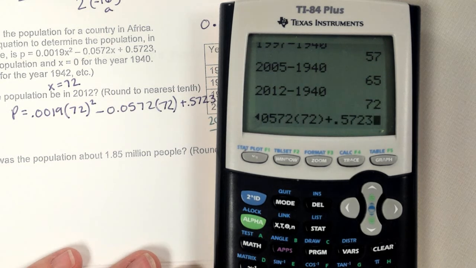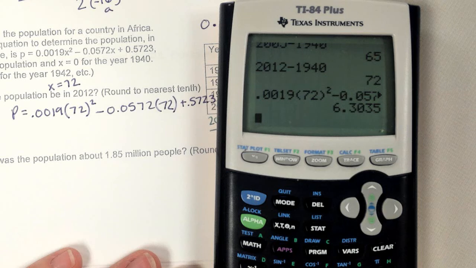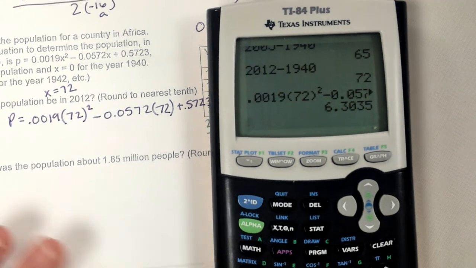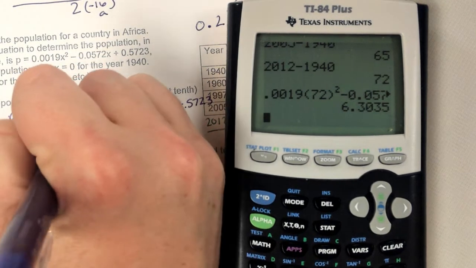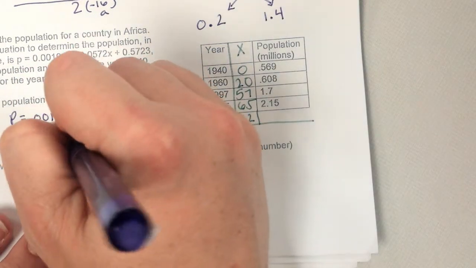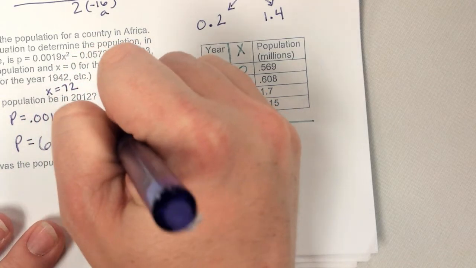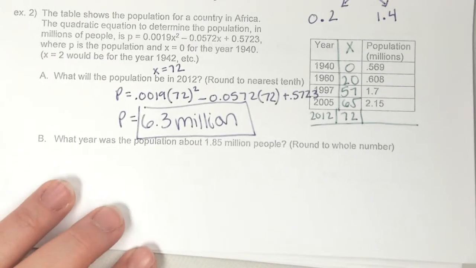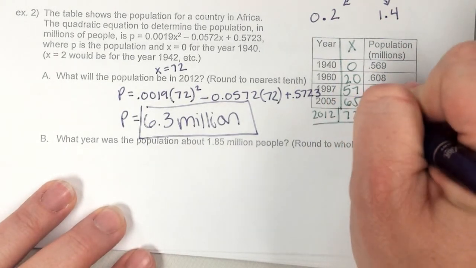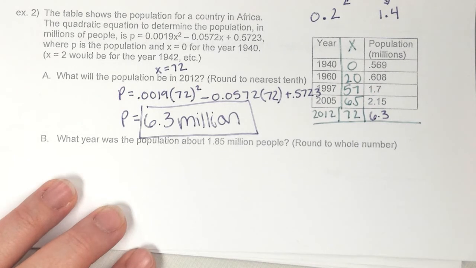So all I've done is replace X, and it says round to the nearest tenth. So what does P equal? 6.3 million. Does that follow the trend in the table? Yeah. Yes.